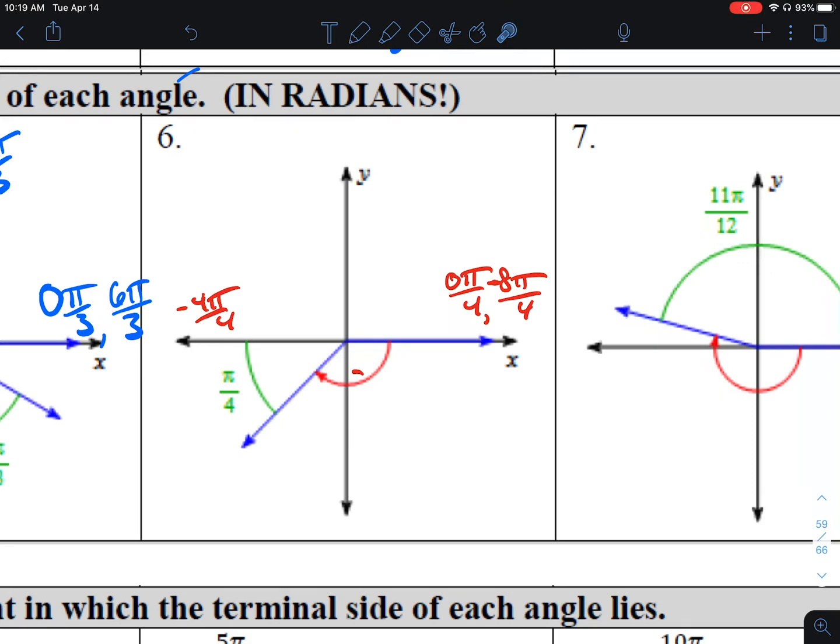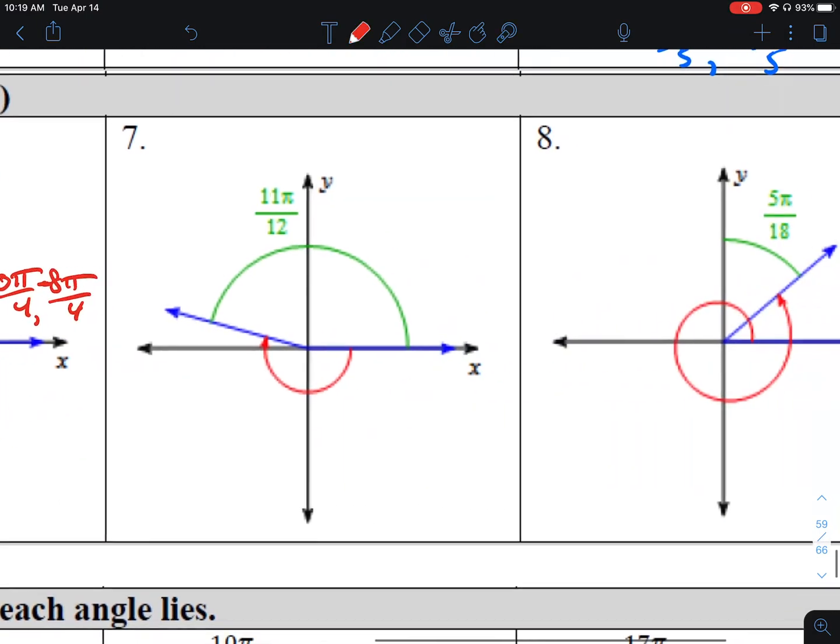Now at this point, we probably have enough. Because if we look at what's happening, if we go all the way to here, it's negative 4 pi over 4, but we are short of it by pi over 4. That must mean this is negative 3 pi over 4. 1 pi plus 3 pi is 4 pi. That would make this whole thing. So that is our answer for 6.